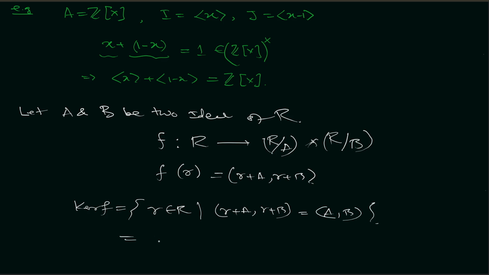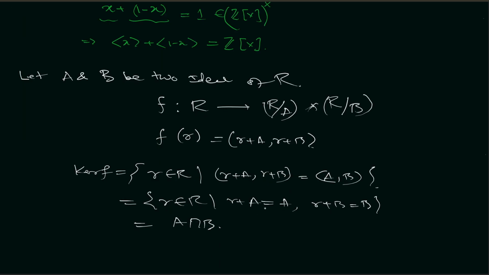What is this? This means that R plus A should be equal to A, and R plus B should be equal to B. This implies that R is in A, and this implies that R is in B. R should be in A as well as in B. That means this should be A intersection B, right?